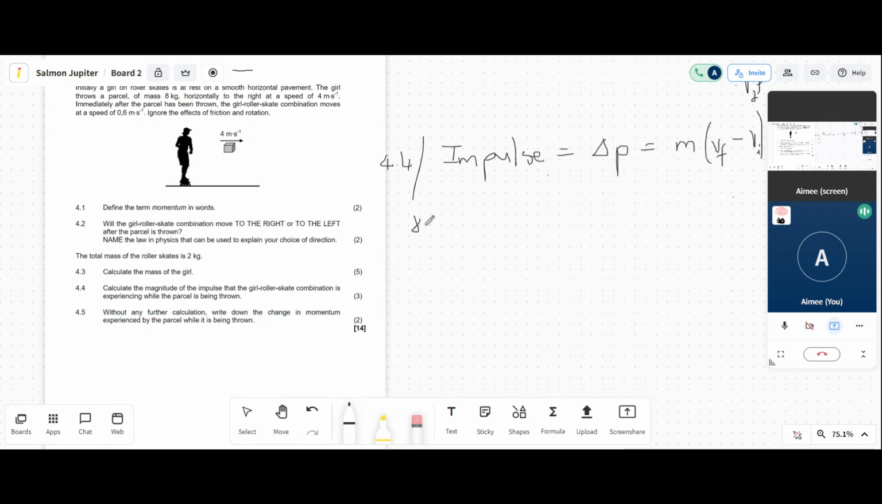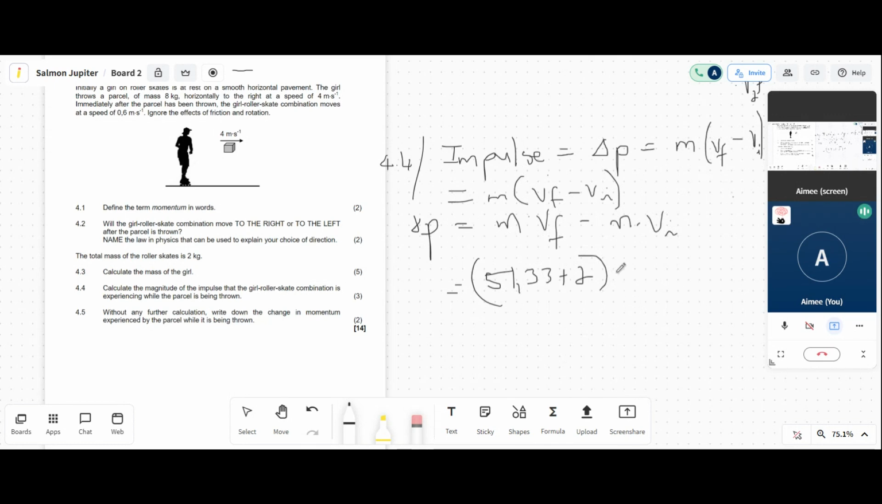So we say change in momentum is equal to mass times Vf minus mass times Vi. So there we're going to say 51.33, because like I said, that's the mass of the girl plus the mass of the roller skates. Remember, it can also be written like this, mass times Vf minus Vi. That's how I'm going to do it. It's just easier for me to write it like that. But it's the same thing. It's exactly the same thing. All that you've done here is multiplied the mass into the bracket.